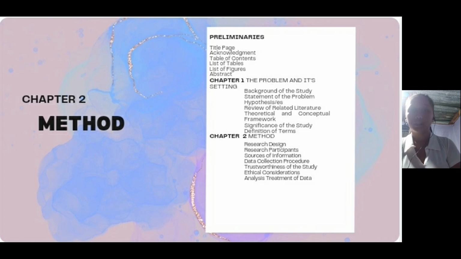Ethical consideration. It's a set of principles that guide your research design and practices. These principles include voluntary participation, informed consent, confidentiality, potential for harm, and results communication.